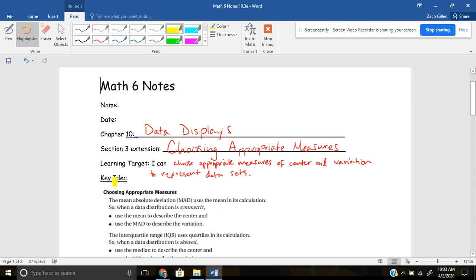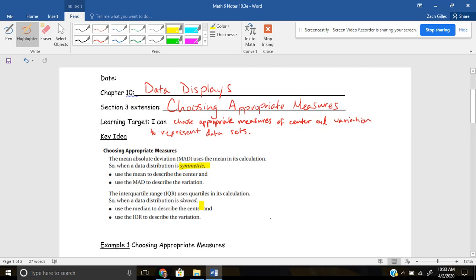So for our key idea today, it talks about how to choose an appropriate measure. So it says the mean absolute deviation, which we learned from last chapter, uses the mean in its calculation. So when the data distribution is symmetric, if we want to find out a little bit more information about the data, we would use the mean and the MAD. So if it's symmetric, we use the mean to describe the center, and we use the MAD, or the mean absolute deviation, to describe how much our data varies. That's if we have symmetric data.